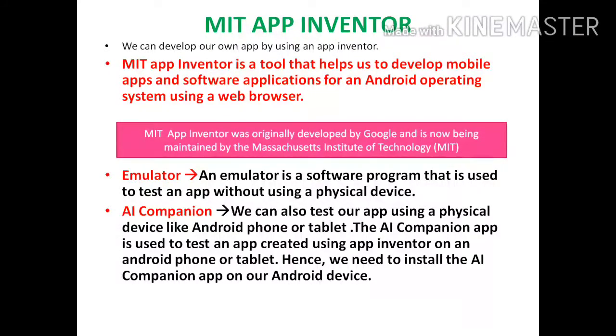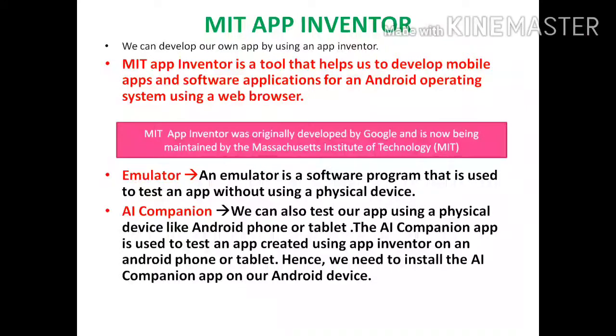It is a software. Now see, MIT App Inventor is a tool that helps us to develop mobile apps and software applications for an Android operating system using a web browser. Okay, so it can be defined as a software, as a tool that helps us to develop our own mobile apps. Now see, MIT App Inventor was originally developed by Google and now is being maintained by MIT.